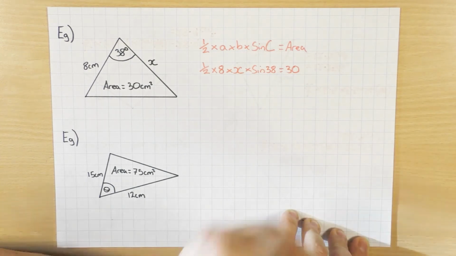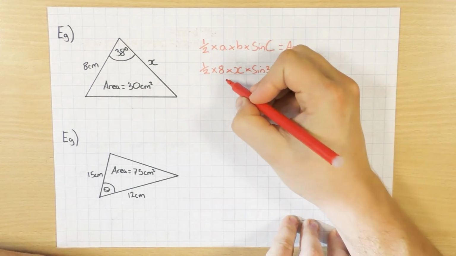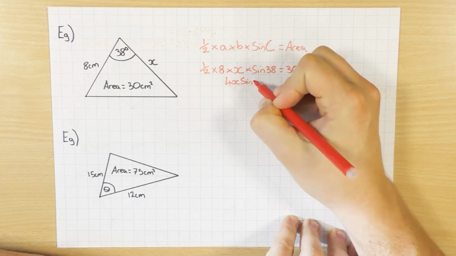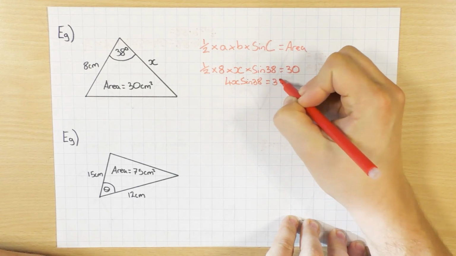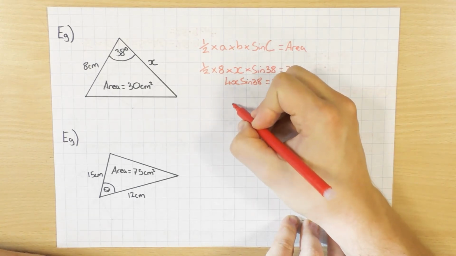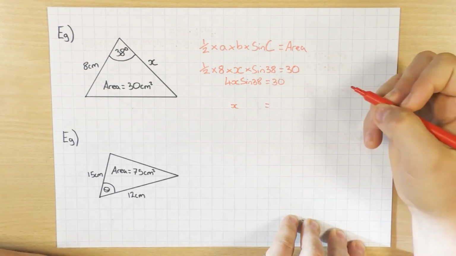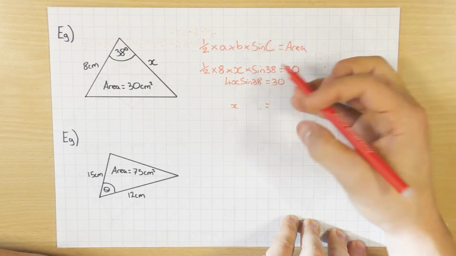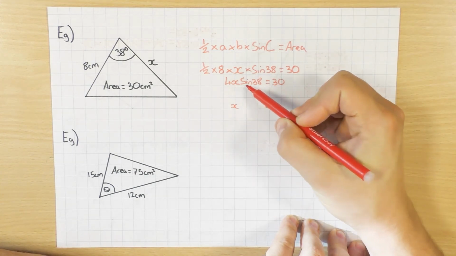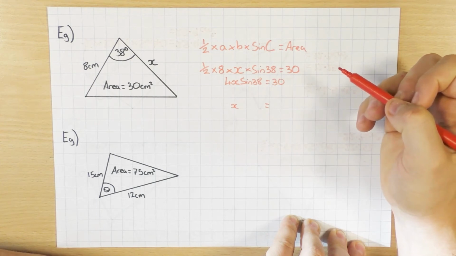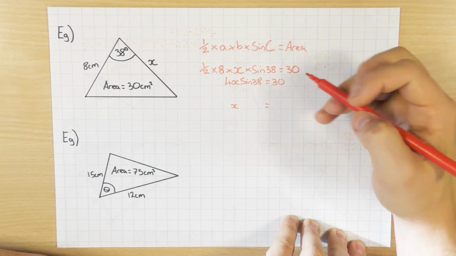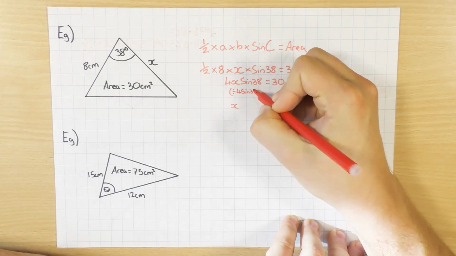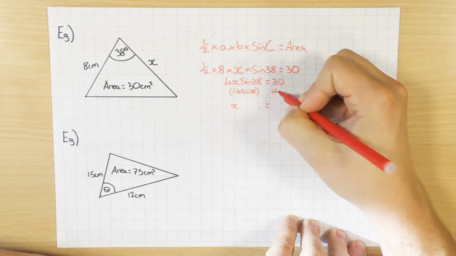So let's have a little bit of tidying up. I've got 1/2 times 8, well that's just 4, times x, so 4x, and then obviously times sine 38 equals 30. Now I just want to get x on its own. So a little bit of balance method here. We're either rearranging equations or solving equations, whichever way you've seen the balance method. I want to get x on its own, so I want to get rid of the 4, and I want to get rid of sine 38. So all I do is I divide by 4 sine 38, both sides, hence why it's balanced.